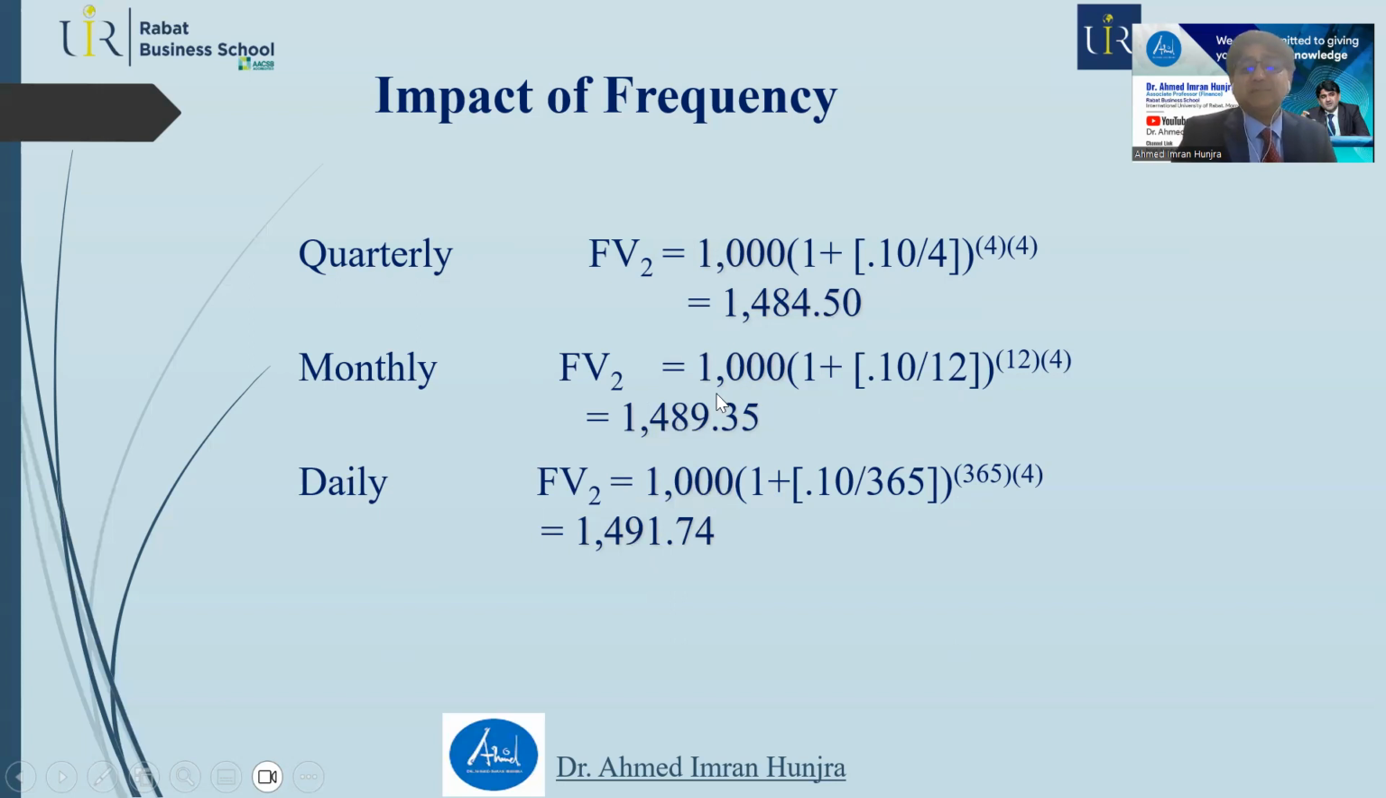So what is the summary? If we have compounding less than annual, the interest rate is divided by the frequency of compounding, and time is multiplied by the frequency of compounding. The more the frequency of compounding, the larger will be the future value.